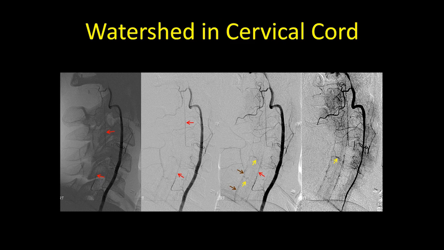And this also will make us understand better the concept of watershed. We see here an injection of a vertebral artery, a lateral view, and we see how the vertebral artery is opacified. This vertebral artery supplies the spinal cord through two different radiculomedullary vessels. These two vessels supply different parts of the anterior spinal artery, and this particular area here will be a watershed territory between the supply from above and the supply from below.